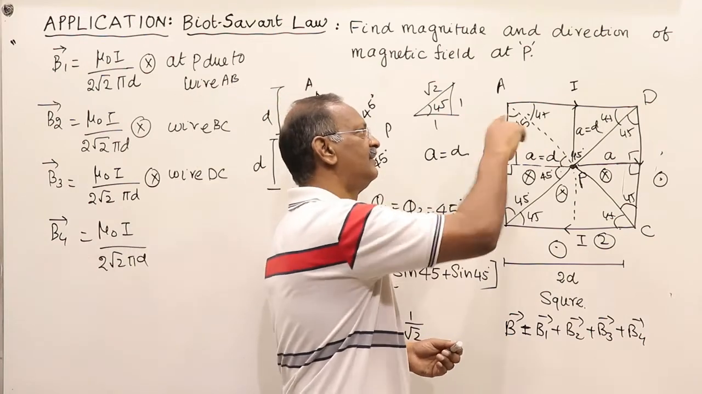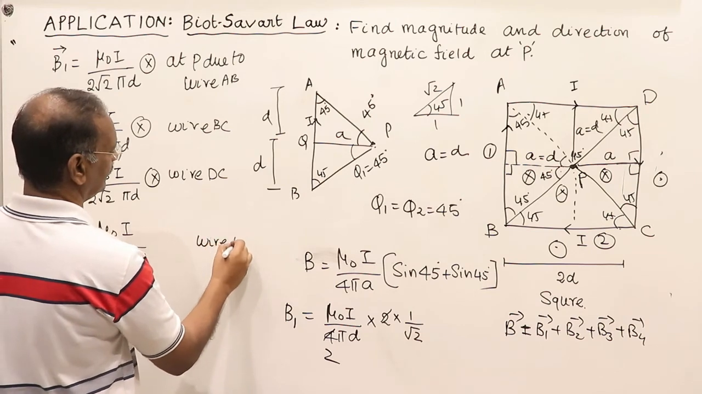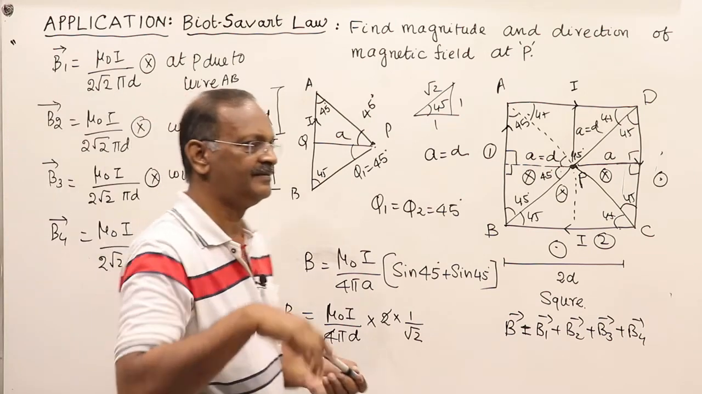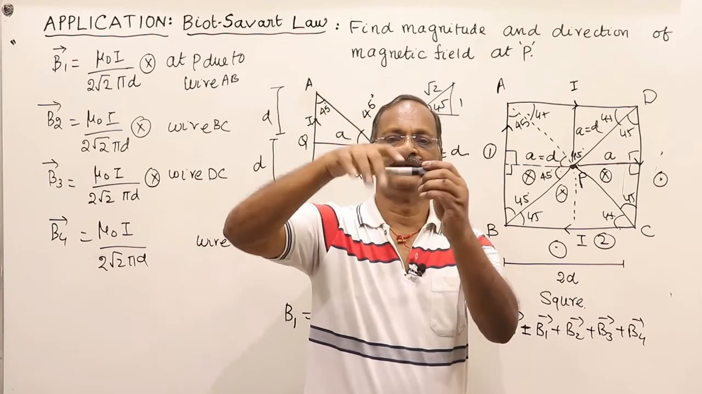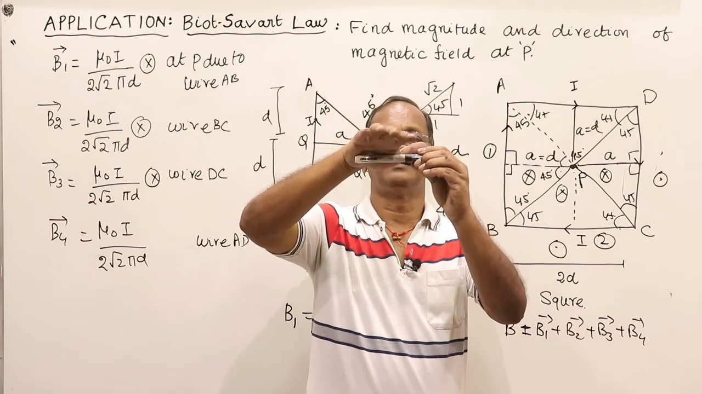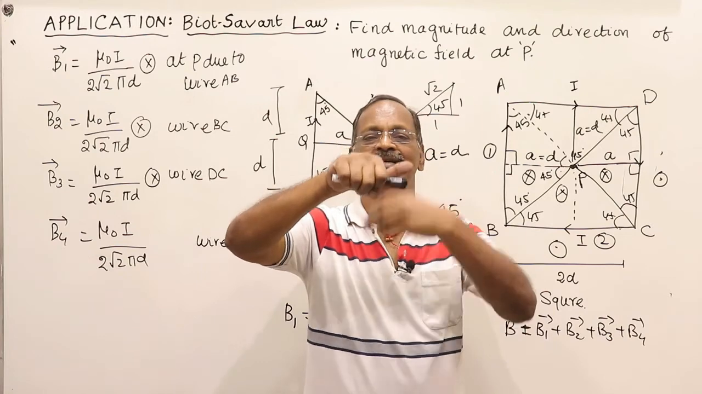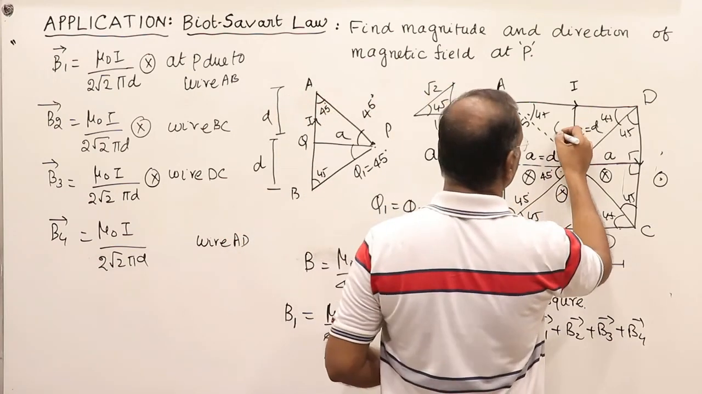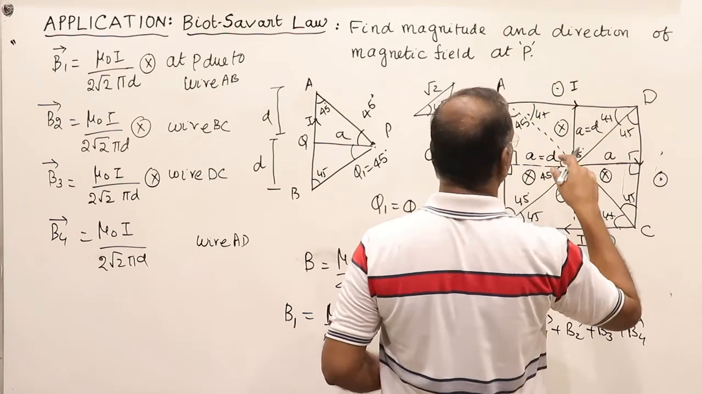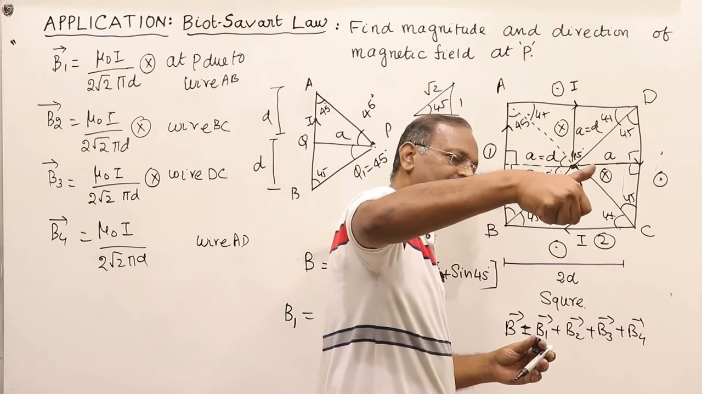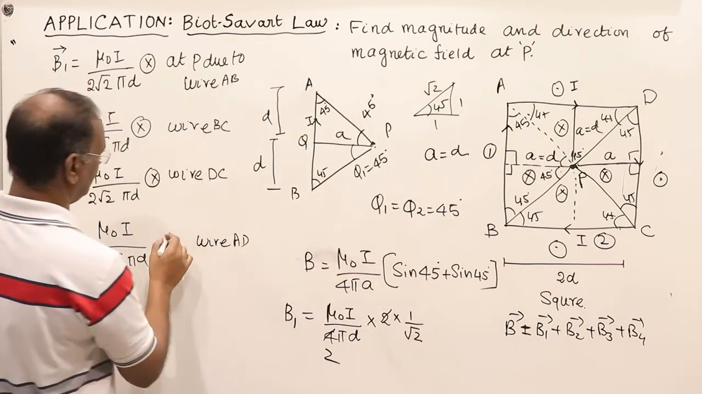See, now the current is for AD, for wire AD. Current is flowing this way, thumb in the direction of current. This is the wire, it means here we are curling the finger, thumb in this direction. It means here it is going inside, here it is coming outside. With respect to this conductor, it is going inside and it comes outside. So for AD, here it's the same.